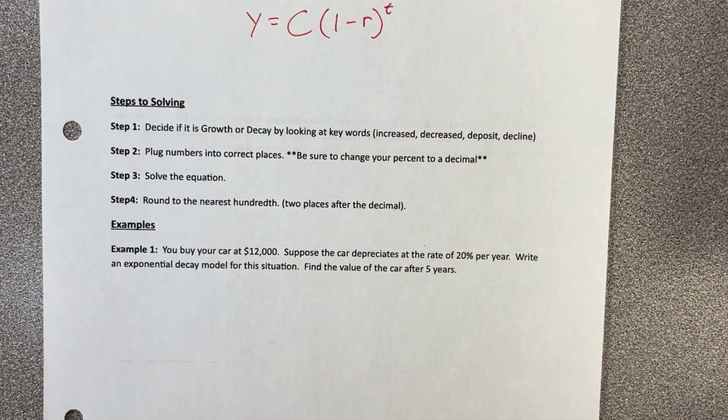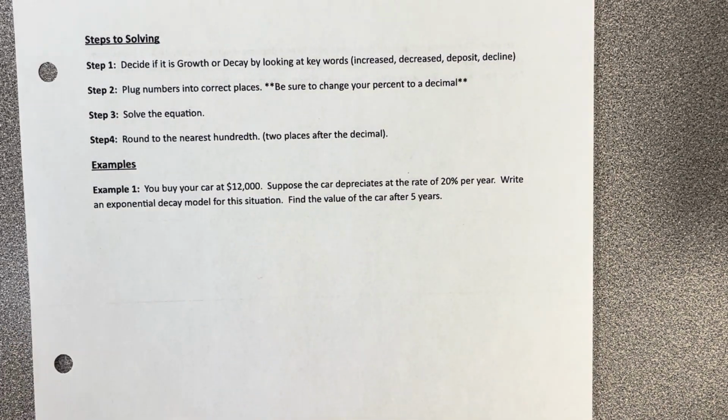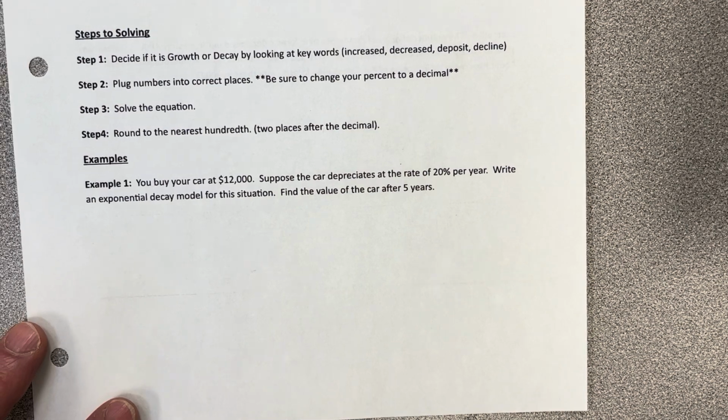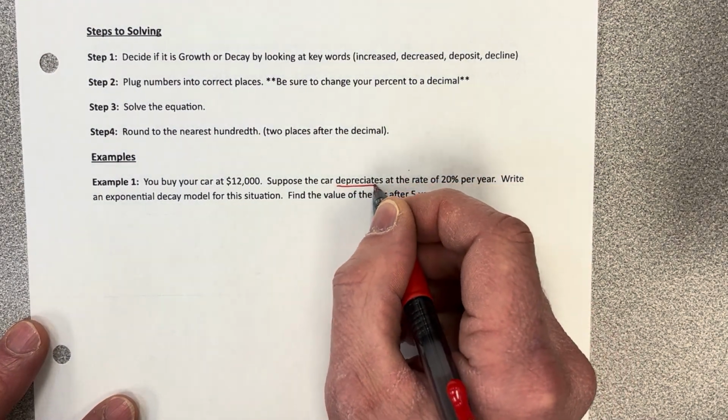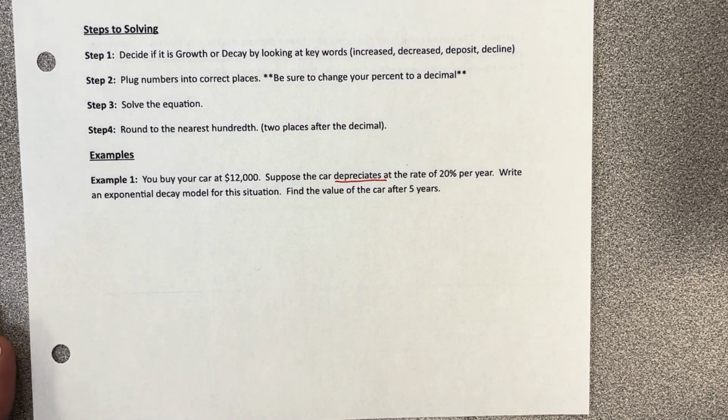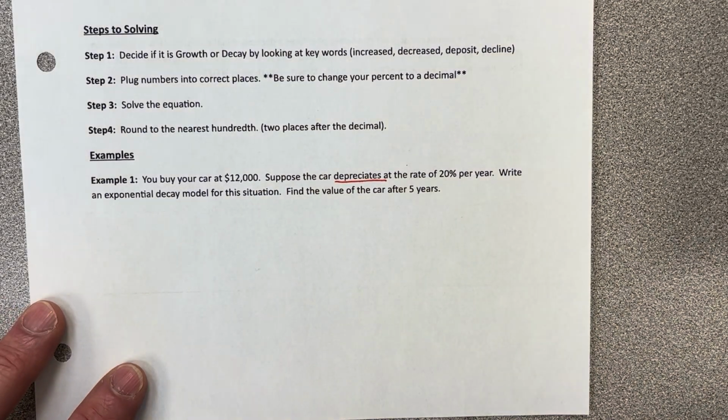All right, so example 1: you buy a car for $12,000. Suppose the car depreciates at the rate of 20% per year. Write an exponential decay model for this situation. So that's one of your objectives, is to write a model. Then you're going to find the value of the car after 5 years, and this is good stuff here. Okay, so hopefully you've heard of depreciating. That just means you bought something and it decreases in value.